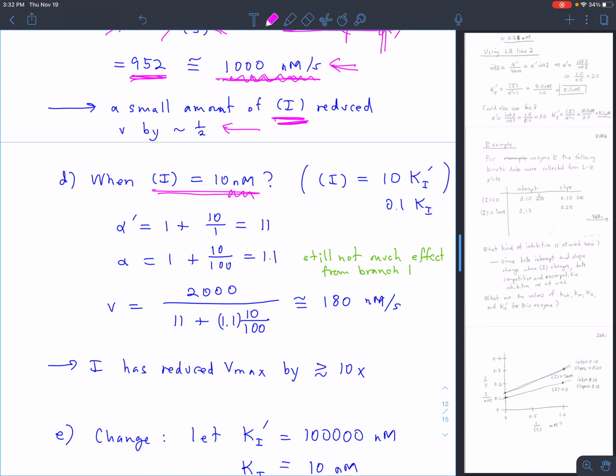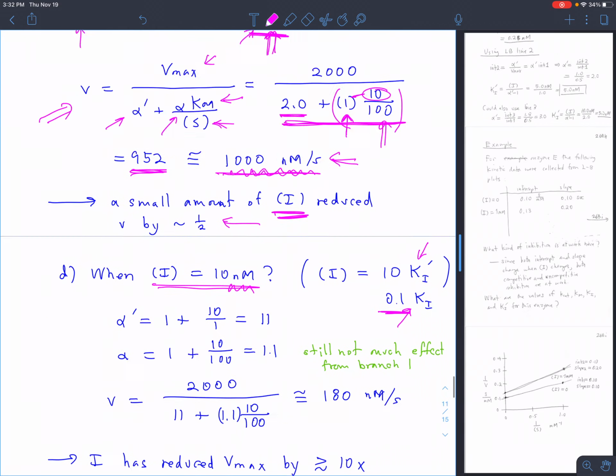At this concentration, the inhibitor concentration is 10 times bigger than Ki prime, so branch 2 is totally on now. It's well on. But the I concentration is still only 1/10 of the value of Ki, which means that branch 1 really still isn't on. We're in between the two cases. We've fully turned on branch 2, but we haven't really turned on branch 1 yet. Branch 1 is going to have a small effect now. It isn't 0, but it is going to be small.